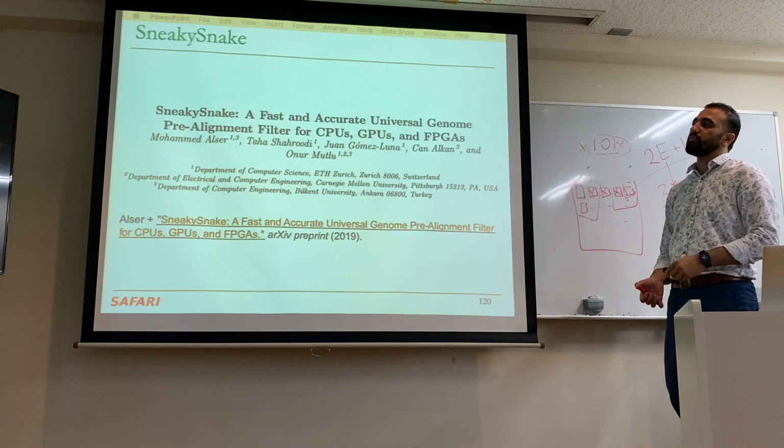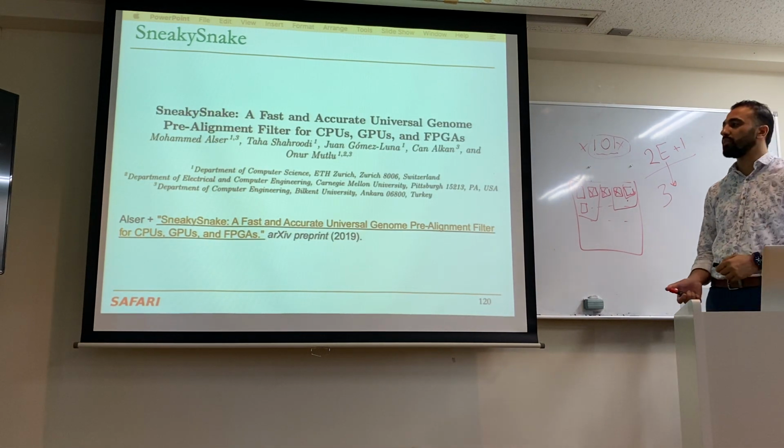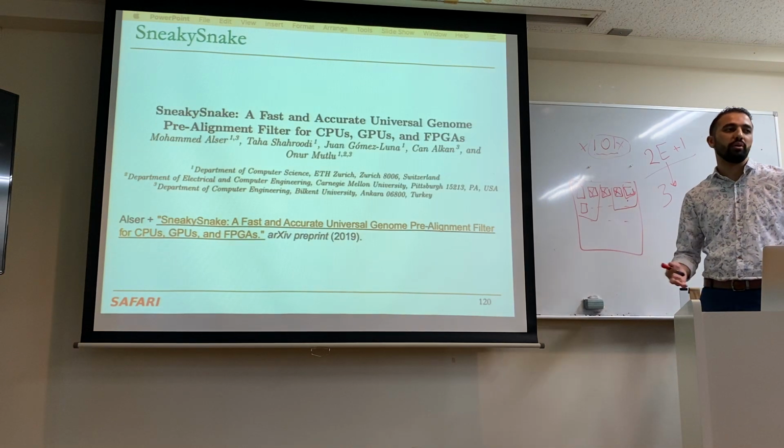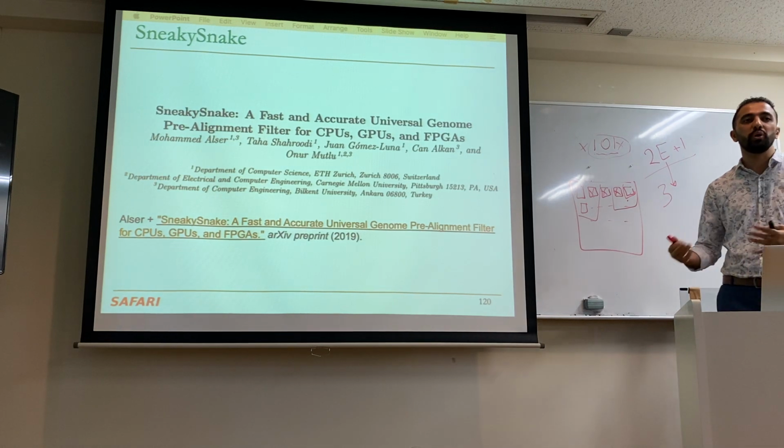And the last one for the pre-alignment filtering, we call it Sneaky Snake. This is a recent one, but we implemented it for all available hardware that you can imagine: CPU, GPU, FPGA, all of them. We try to leverage which one will provide the most speedup out of Sneaky Snake.